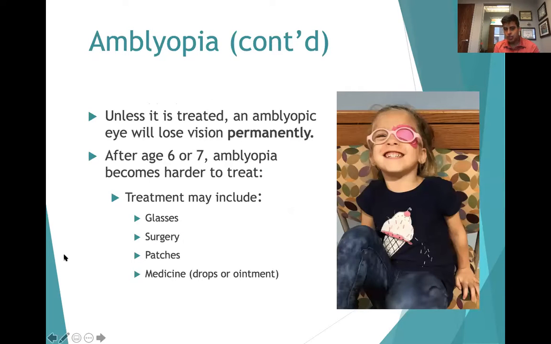So unless it is treated, an amblyopic eye will lose vision permanently. After age 6 or 7, amblyopia becomes harder to treat. And so treatment for amblyopia may include glasses, surgery, patches, or medicine. And in terms of medicine, we're talking about drops or ointment.